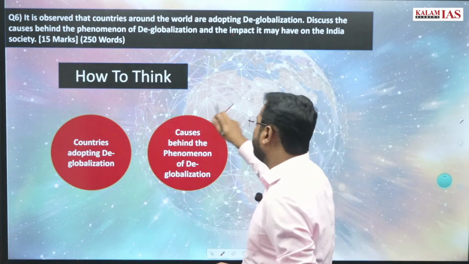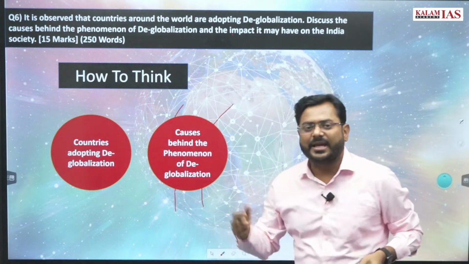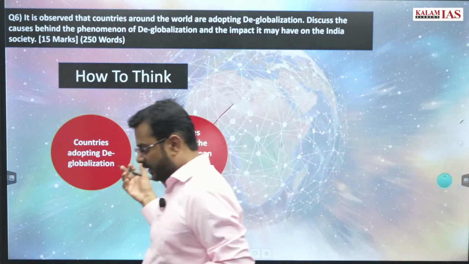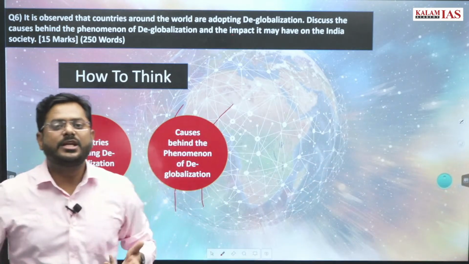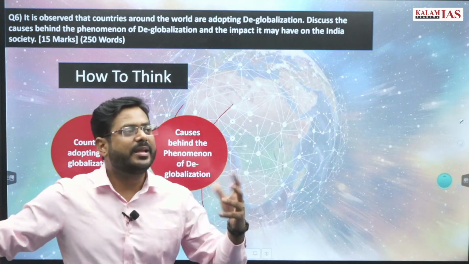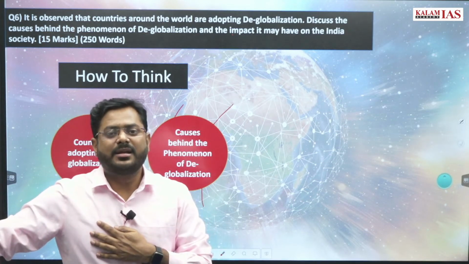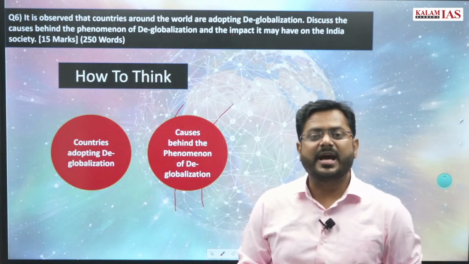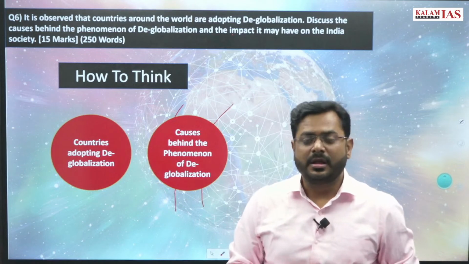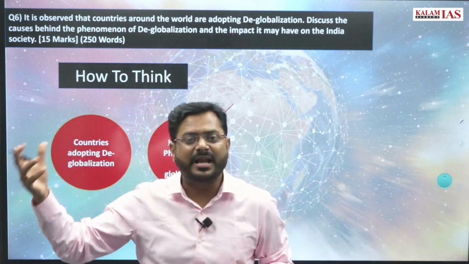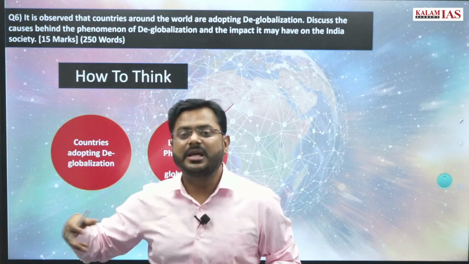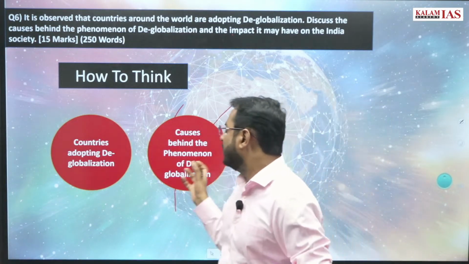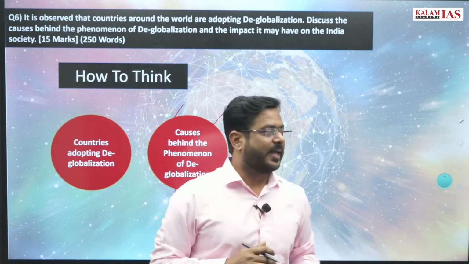Then, causes behind the phenomenon of deglobalization. क्या क्या causes हो सकता है deglobalization का, ठीक है? तो एक तो यह है कि डिप्लोमेटिक इश्यूज हो रहे हैं, for example India China war हो रहा है, so like that. Then there are pandemics happening, Covid pandemic, इसके कारण भी लोग अपने बॉर्डर्स को क्लोज कर रहे हैं. Then refugee crisis, migrant crisis, right? All these things are happening. So because of all these factors, the countries are going for deglobalization, right?